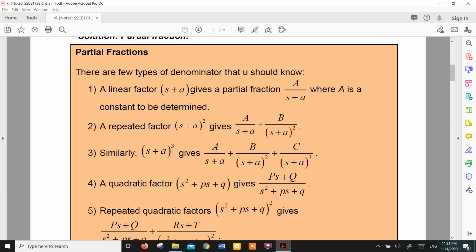Let's say you have s plus a, which gives a partial fraction of A over s plus a, where A is a constant. If you have s plus a squared at the denominator, then you will have A over s plus a, another one is B over s plus a squared, for the constants A and B in the numerator. If s plus a cubed, then you have A over s plus a plus B over s plus a squared plus C over s plus a cubed.